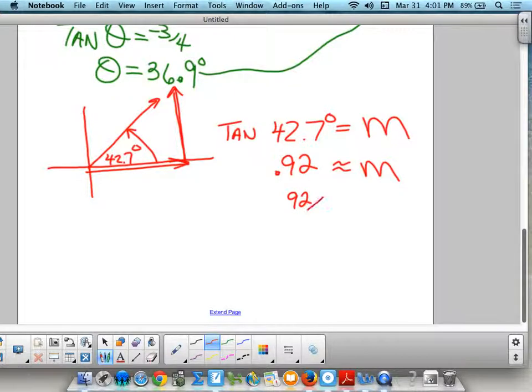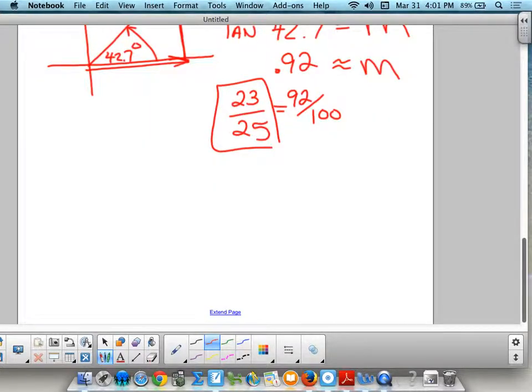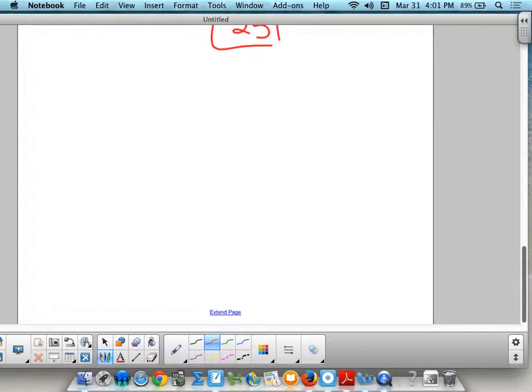0.92 is really 92 over 100. Or better yet, rise 23, run 25. Got that? Just approximate your slope, 0.92. The next one is in radians. Change your mode to radians.